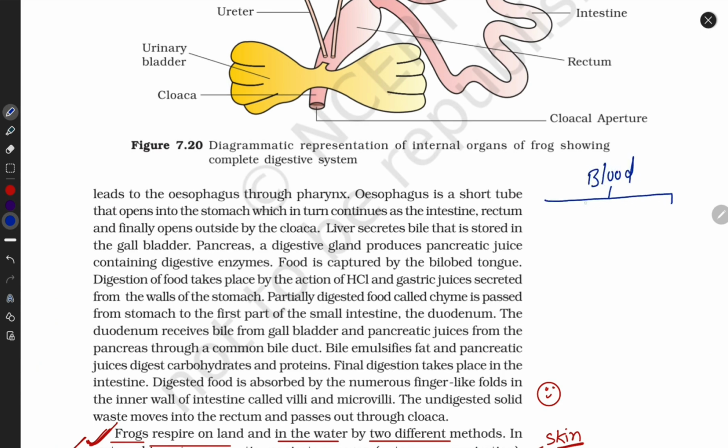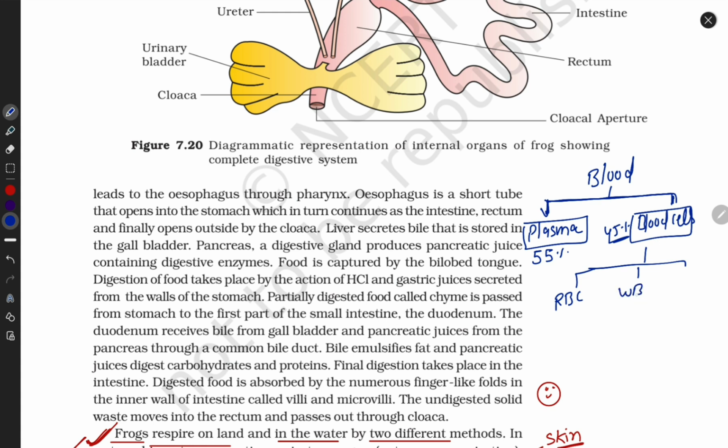This is part of connective tissue. They carry oxygen, some molecules, hormones, etc. They are made up of two parts: plasma, which is 55% of our blood, and blood cells, which make up the remaining 45%. Now, what are the types of blood cells? RBC, WBC and platelets.